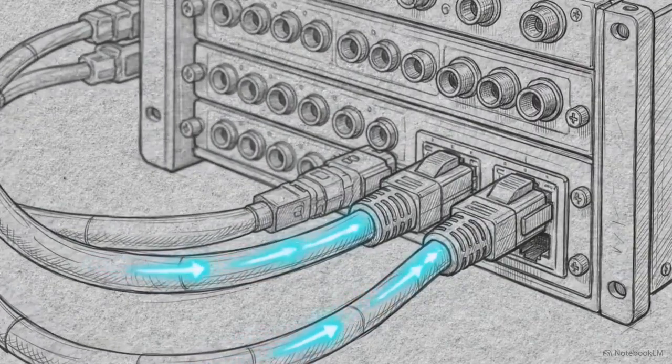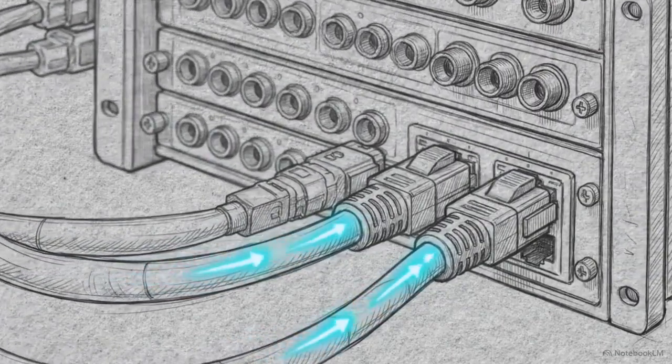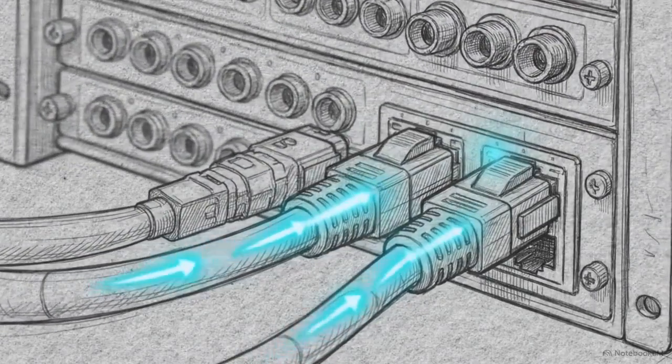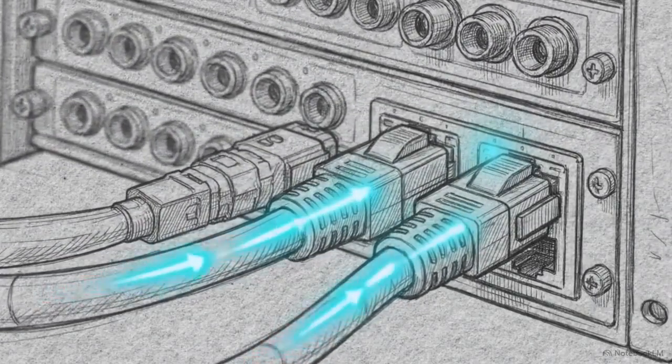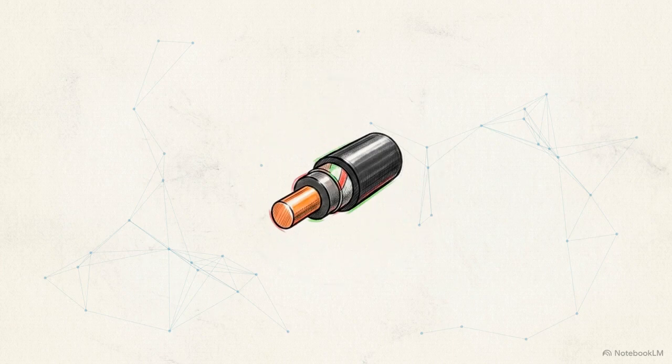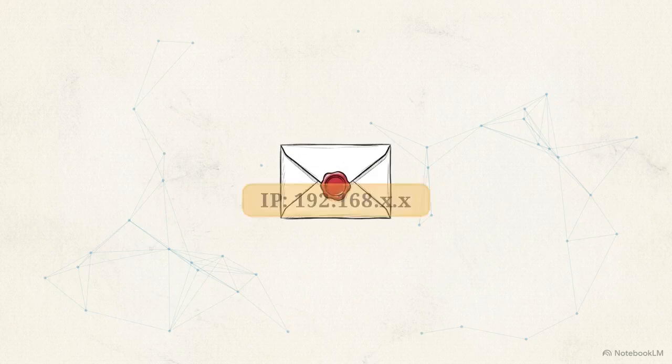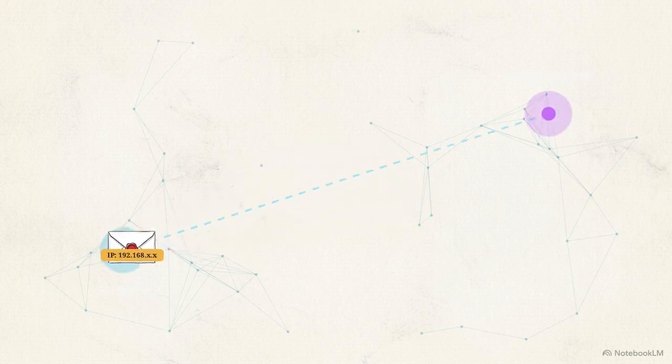A network router's primary function is to interpret the destination address of an incoming data packet and determine the best path for transmission. It evaluates the physical layer for signals, the data link layer for frames, and the network layer for IP addresses to move packets from a source to a specific destination.